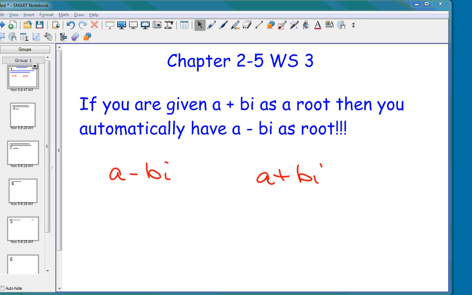Okay, chapter 2-5, worksheet 3. This is all about imaginary roots. So if you are given that a plus bi is a root, then you automatically know two roots. Why? Because if a plus bi is a root, then it automatically means that a minus bi is a root, and vice versa. Do you all understand what I just said? So if a plus bi is a root, then a minus bi is a root, and vice versa.